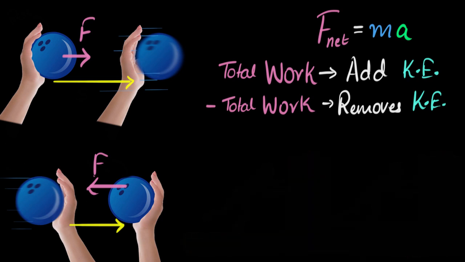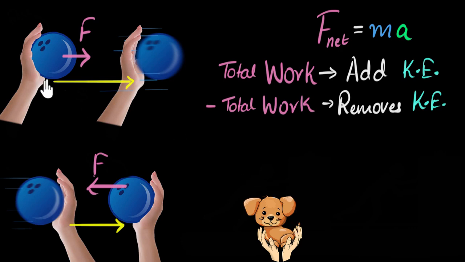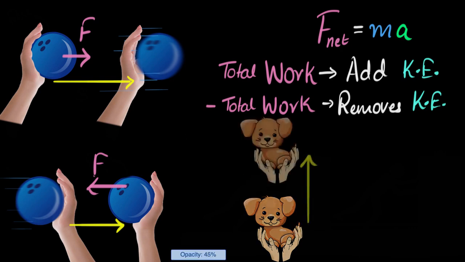Okay, let's do one more. Say I take this very cute puppy, which is initially at rest. It's at rest right now. I push on it and I raise it up slowly. And finally, again, it's at rest. So even here, the kinetic energy did not change. That means the total work done on this puppy is 0.